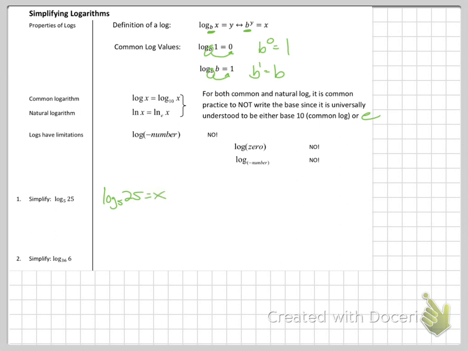You should be able to do these in your head from last year, but if you don't know what's happening, this is saying 5 to what power equals 25? Well, the power has to be 2 because 5 squared is 25.